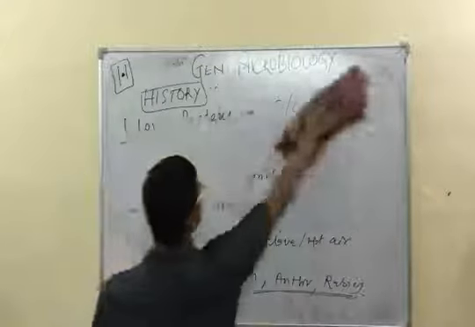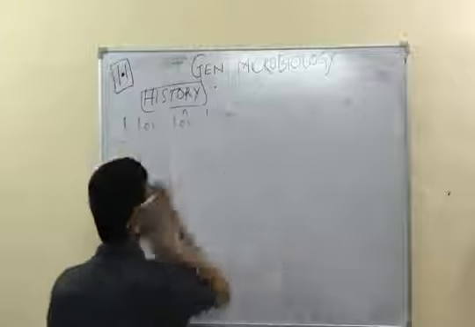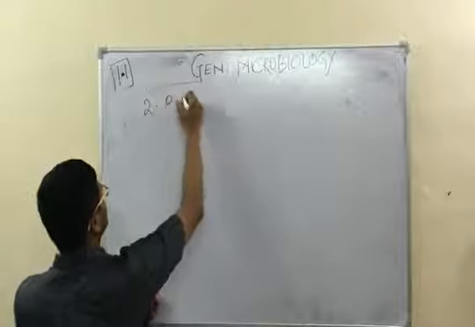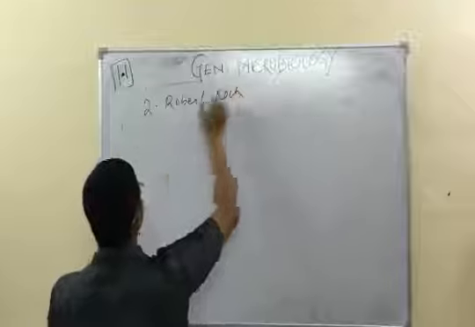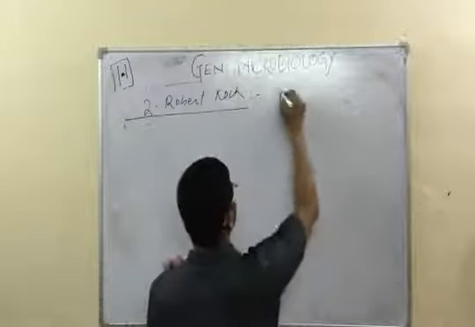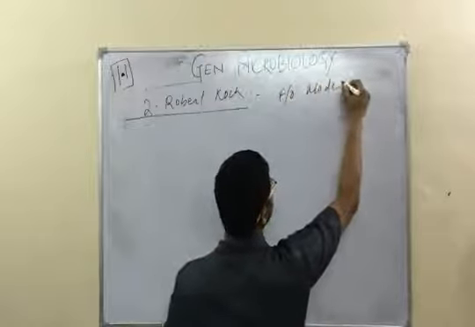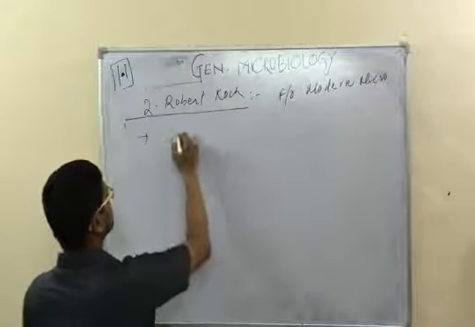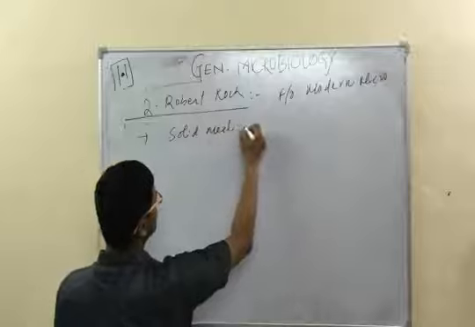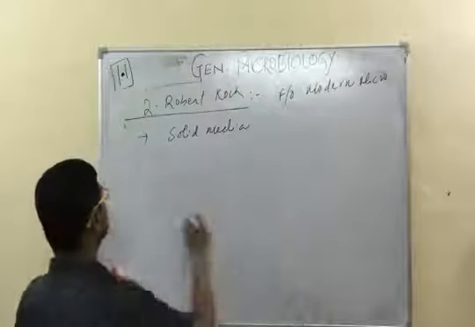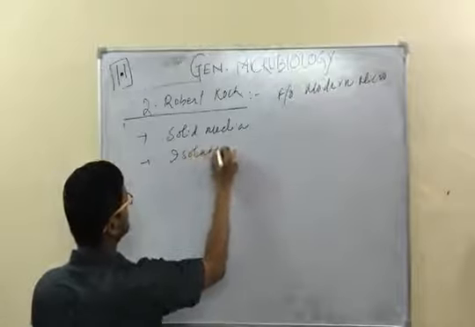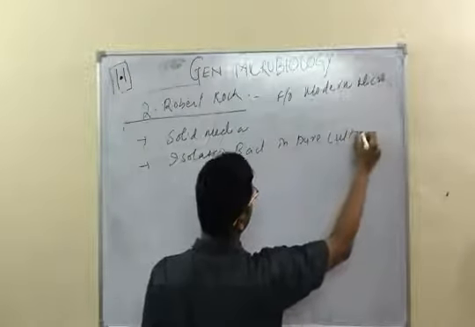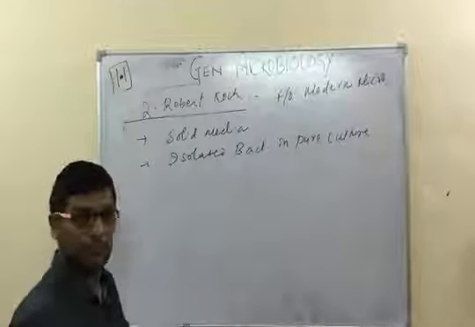And the second eminent microbiologist is Robert Koch. He is also very popular in the field of microbiology. Many authors name Robert Koch as the father of modern microbiology. He has also laid down various principles, like he has used solid media for bacterial culture. He has for the first time isolated bacteria in pure culture. He developed the concept that we can isolate bacteria in pure culture.